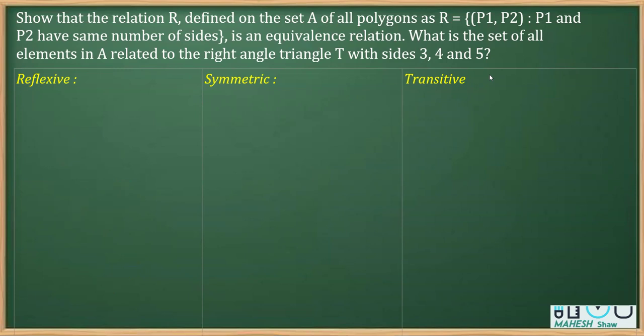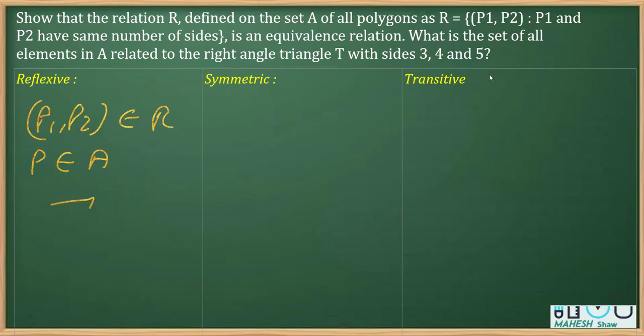Now, we need to prove, in fact, that it's an equivalence relation. That means we must prove it is reflexive, symmetric, and transitive. Now, in order to prove it is reflexive, I must prove that (P1, P1) belongs to R for P1 belonging to set A.